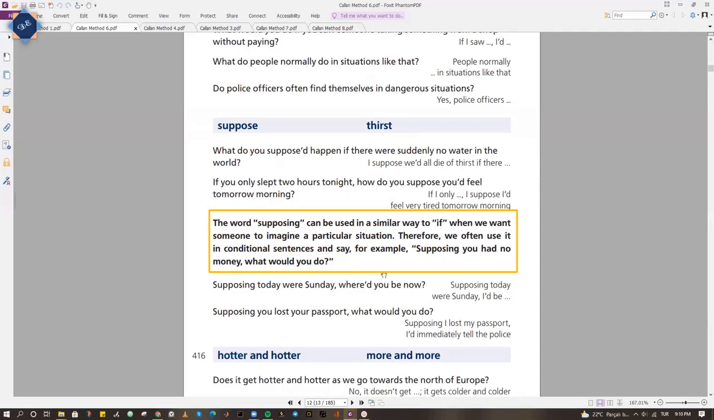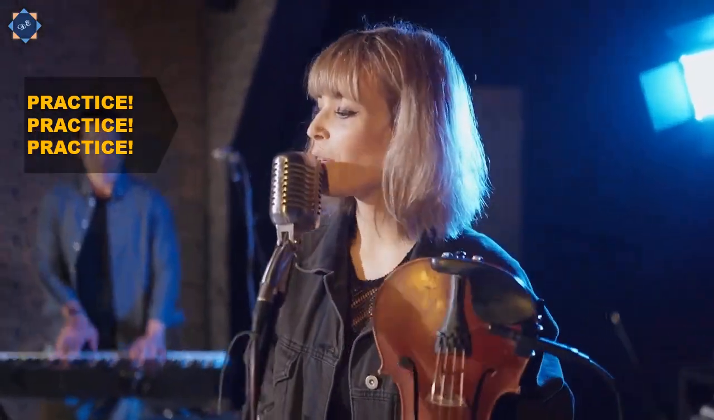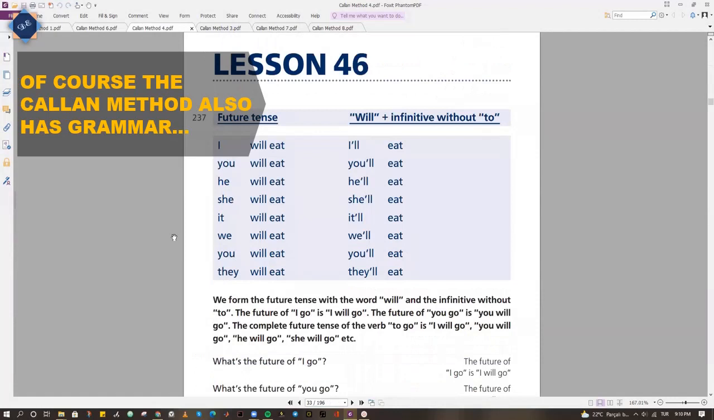Therefore, we often use it in conditional sentences and say, for example, supposing you had no money, what would you do? So you see, after you just start using that word in questions and answers. And that's how it sticks in your brain. Practice, practice, practice. Of course, in the Callan method, you don't just have vocabulary, you also have grammar, right?